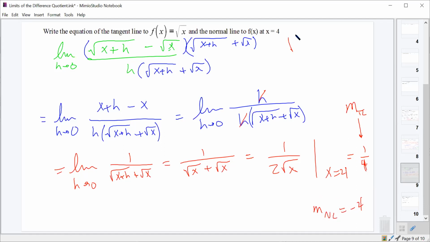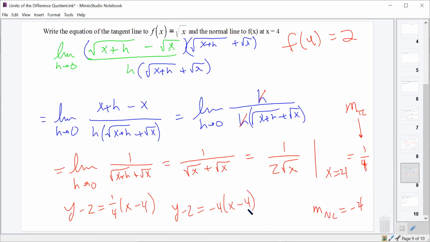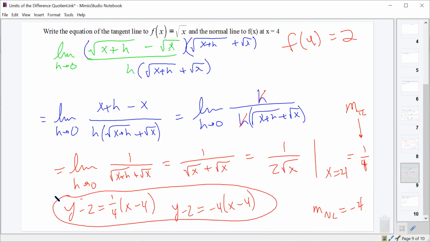And what are the coordinates of the point? f of 4 is 2. So we should end up with y minus 2 equals 1/4 times x minus 4, and y minus 2 equals negative 4 times x minus 4, using point-slope form. Everybody good with those two? Yeah.